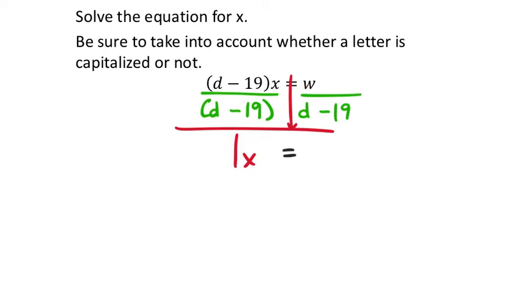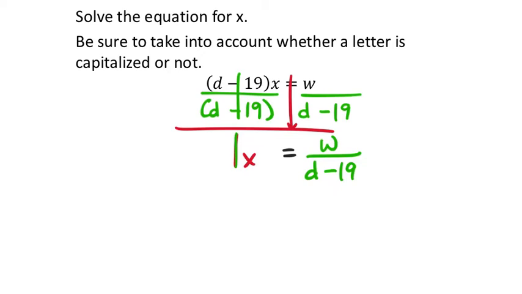Okay, well, what happens? Here you got d minus 19 divided by d minus 19. That, in fact, is 1. There's my 1 right there. I've accomplished that, but what does this equal? I can't combine any of that. So my final answer just ends up being w divided by d minus 19.